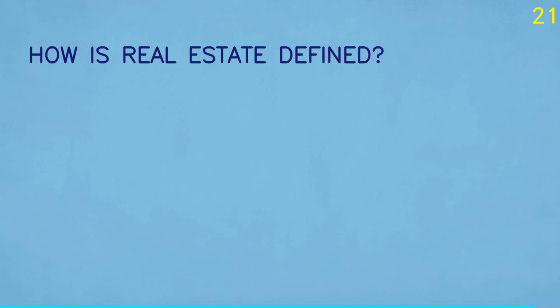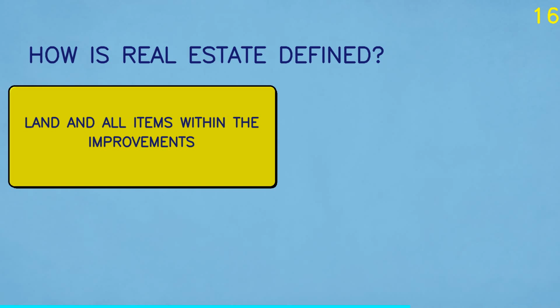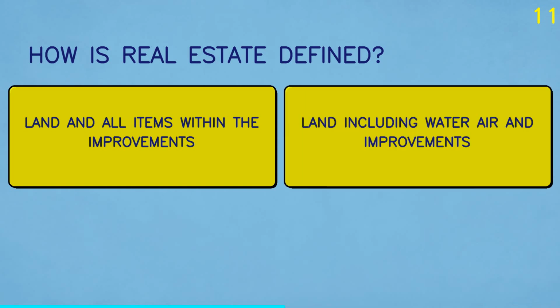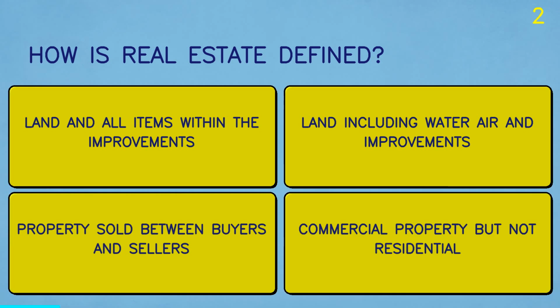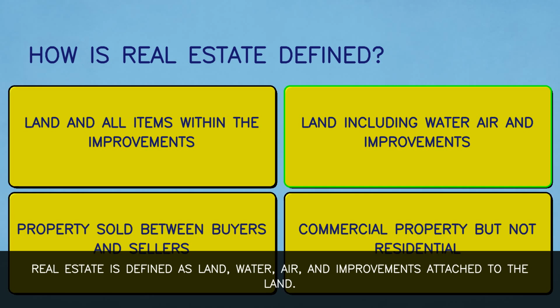Question 7. How is real estate defined? A. Land and all items within the improvements, B. Land including water, air and improvements, C. Property sold between buyers and sellers, D. Commercial property but not residential. The correct answer is land, including water, air, and improvements. Real estate is defined as land, water, air, and improvements attached to the land.